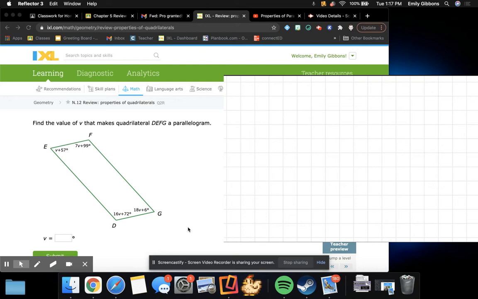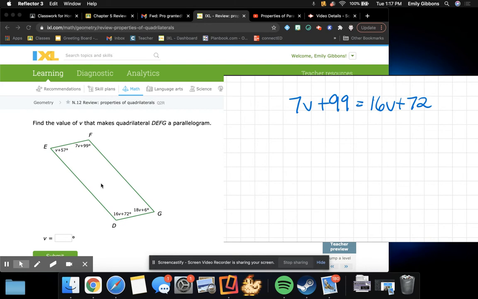It's very curious. I am going to take the 7v plus 99 and say, okay, this needs to be equal to 16v plus 72. And I think this is going to be the easiest way for me to do this problem. Technically, you could say something like 7v plus 99 plus 18v plus 6 equals 180 because you know that those are supplementary. But I don't feel like that's necessarily going to be easier. I feel like just setting it equal to each other is going to be just as simple.